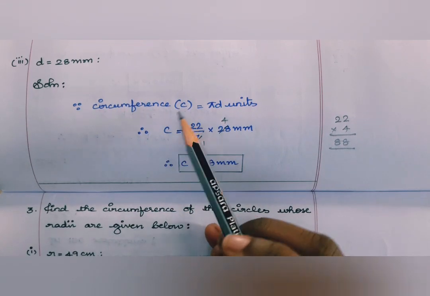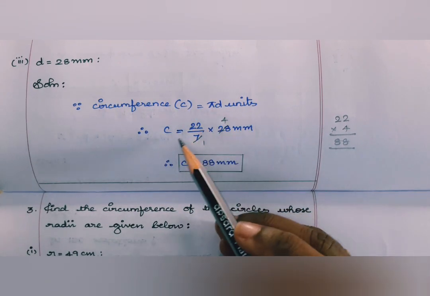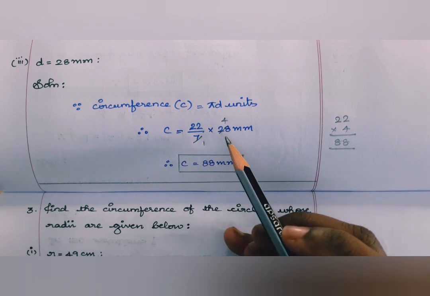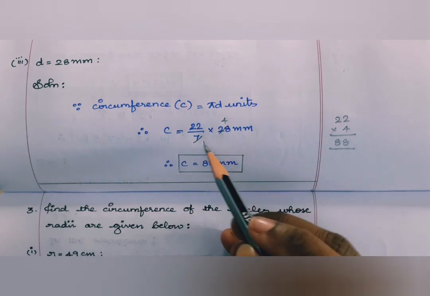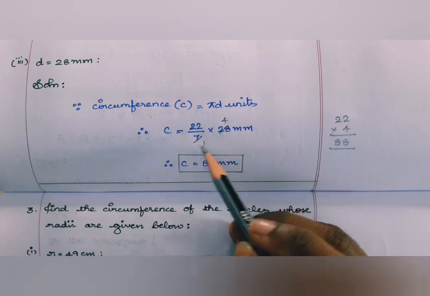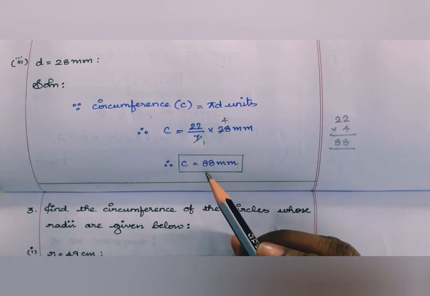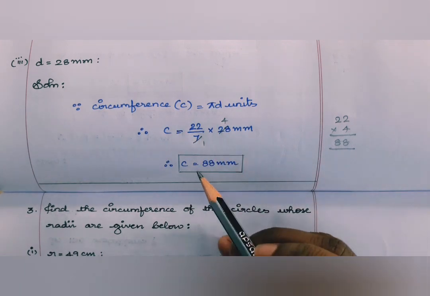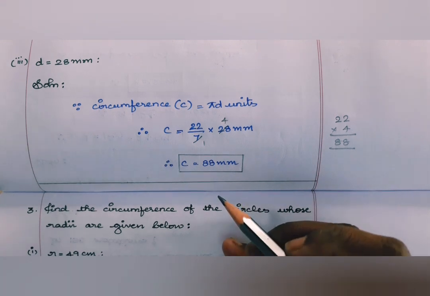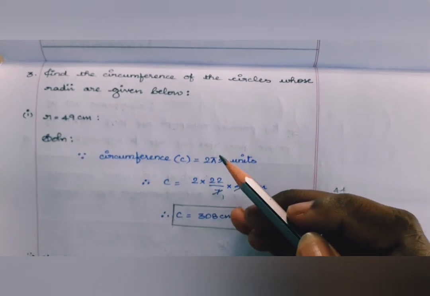Third question, D is given as 28 millimeter. Solution, circumference of the circle is pi d units. So, C is equal to 22 by 7 into 28 millimeter. So, cancel, 1 7 is 7, 4 7s are 28. 22 into 4 is nothing but 88. Therefore, circumference of the circle is equal to 88 millimeter. Shall we move on to the third question?